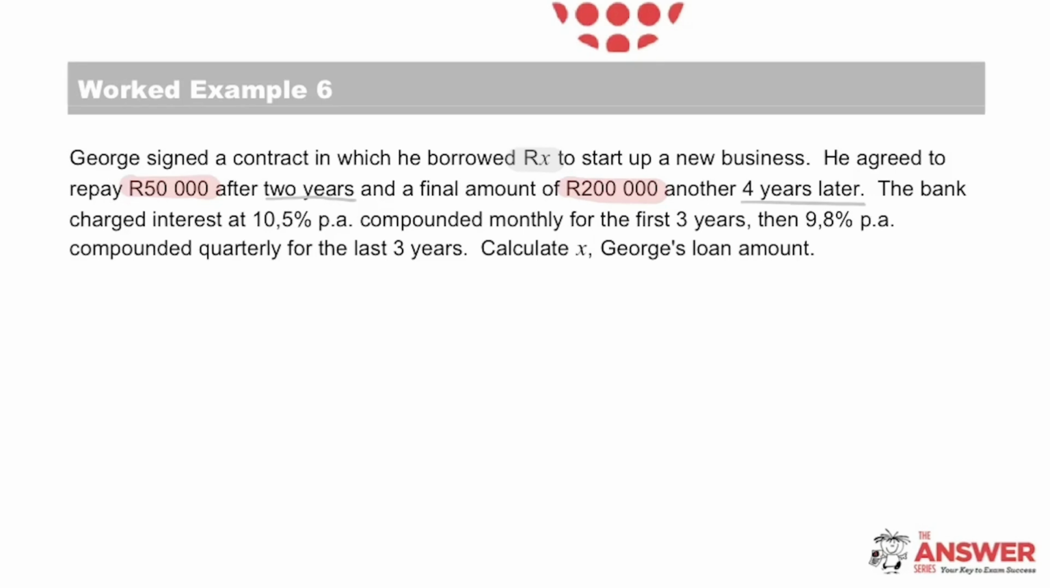The bank charged interest at 10.5% per annum, compounding monthly, for the first 3 years, and then at 9.8% per annum compounded quarterly for the last 3 years. We've been asked to calculate X, George's loan amount. Now that we've gone through all the information in the question, remember to pause and give it a go first if you haven't yet, before moving on to see the solution.